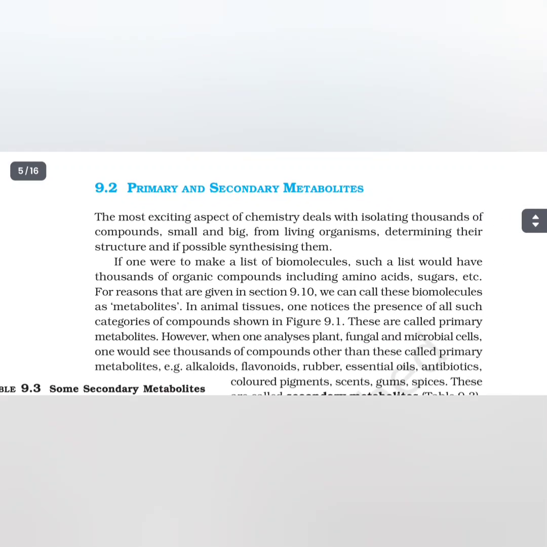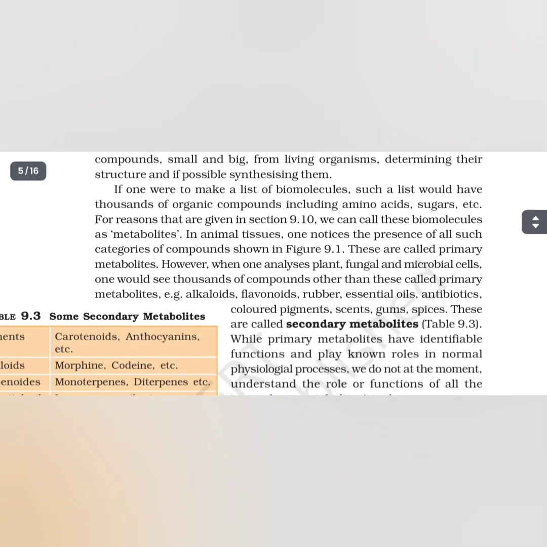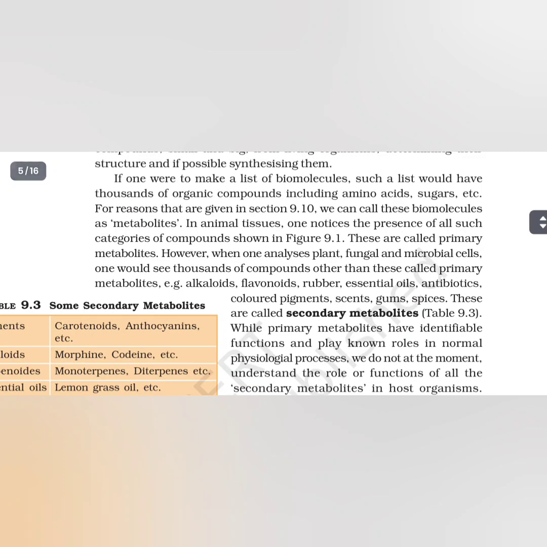Primary and secondary metabolites. The most exciting aspect of chemistry deals with isolating thousands of compounds, small and big, from living organisms, determining their structure and, if possible, synthesizing them. If one were to make a list of biomolecules, such a list would have thousands of organic compounds, including amino acids, sugars, etc. For reasons that are given in section 9.10, we can call these biomolecules metabolites. In animal tissue, one notices the presence of all such categories of compounds shown in figure 9.1. These are called primary metabolites.